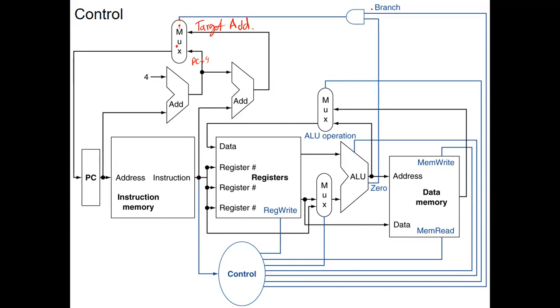So you can see that the control line here is: is there going to be a branch or not? If there is a branch and the comparison between the two registers that you are comparing gives its result, and it's satisfied that you need to branch, then this multiplexer will choose this line and load its content in the program counter to jump to the right instruction.